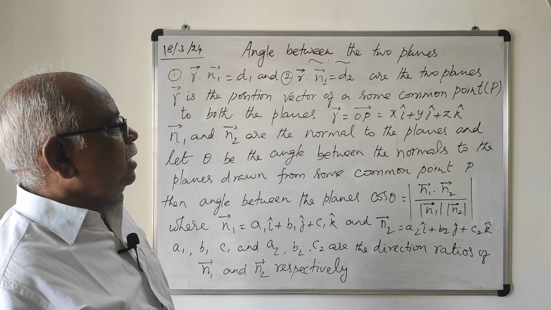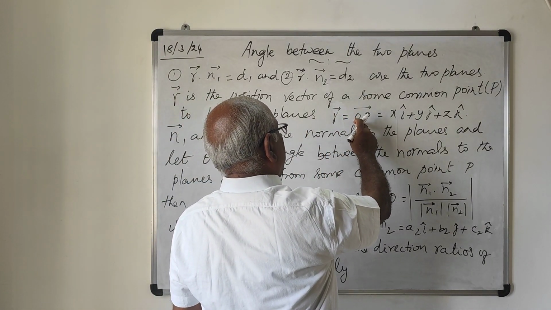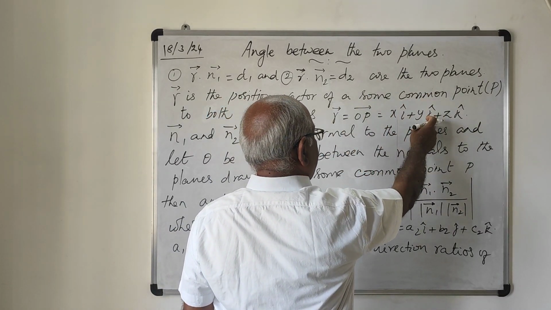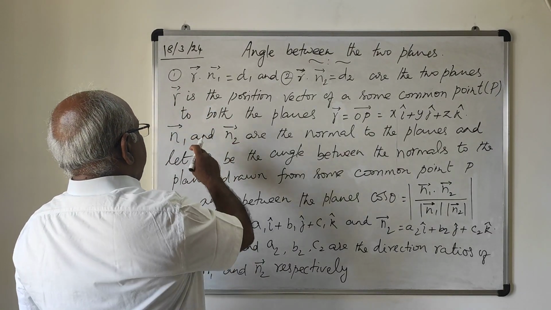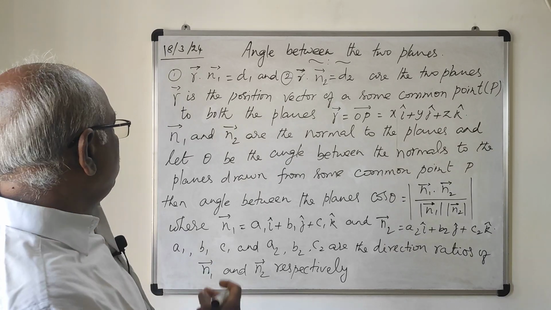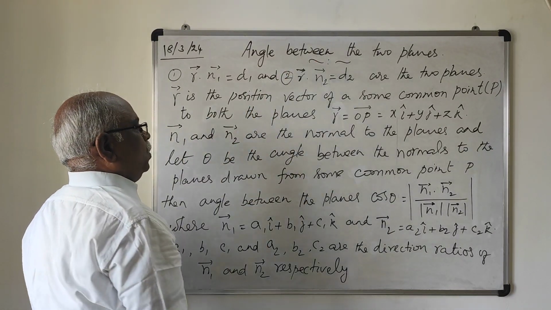The common point is defined by the vector OP. The position vector of the point P is OP vector, that is given by r vector, which is equal to x i vector plus y j vector plus z k vector. And n1 and n2 are the normals to the given planes. n1 is a normal to plane 1 and n2 is a normal to plane 2.